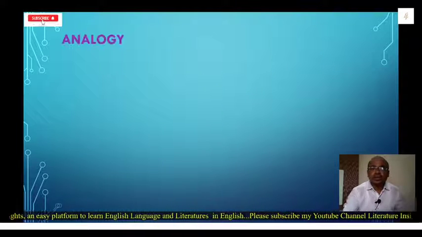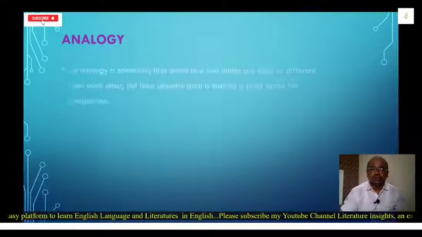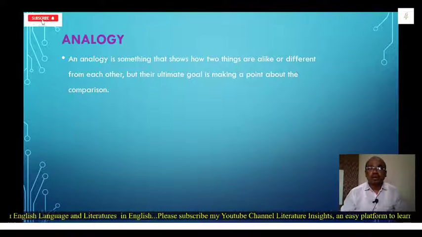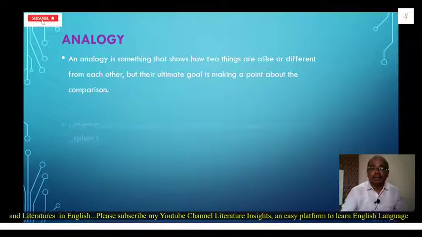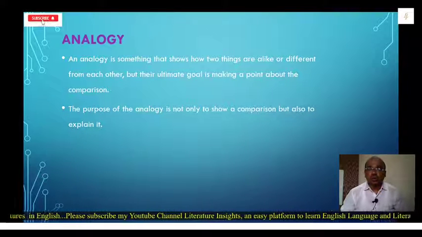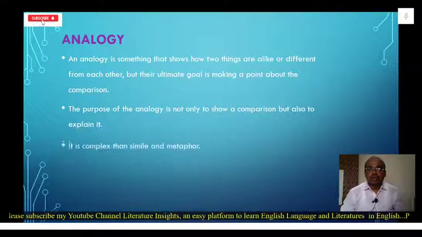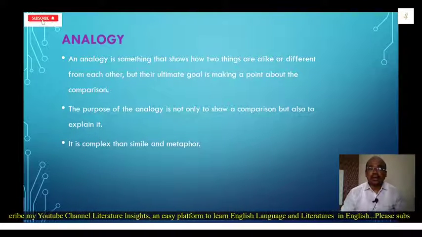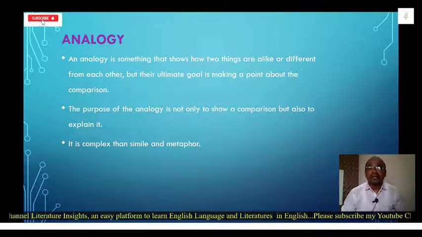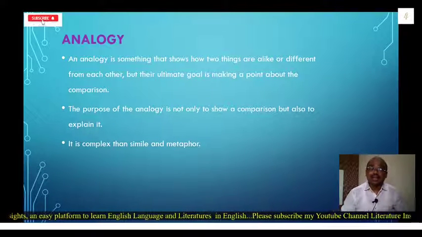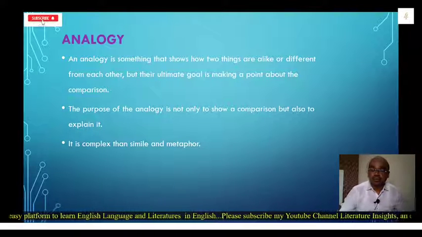So here is the first figure of speech, analogy. An analogy is something that shows how two things are alike or different from each other, but their ultimate goal is making a point about the comparison. The purpose of the analogy is not only to show a comparison but also to explain it. It is more complex than simile and metaphor. So therefore, we can say that simile and metaphor just make a comparison between two dissimilar objects or things, but analogy makes a comparison as well as an explanation of it.